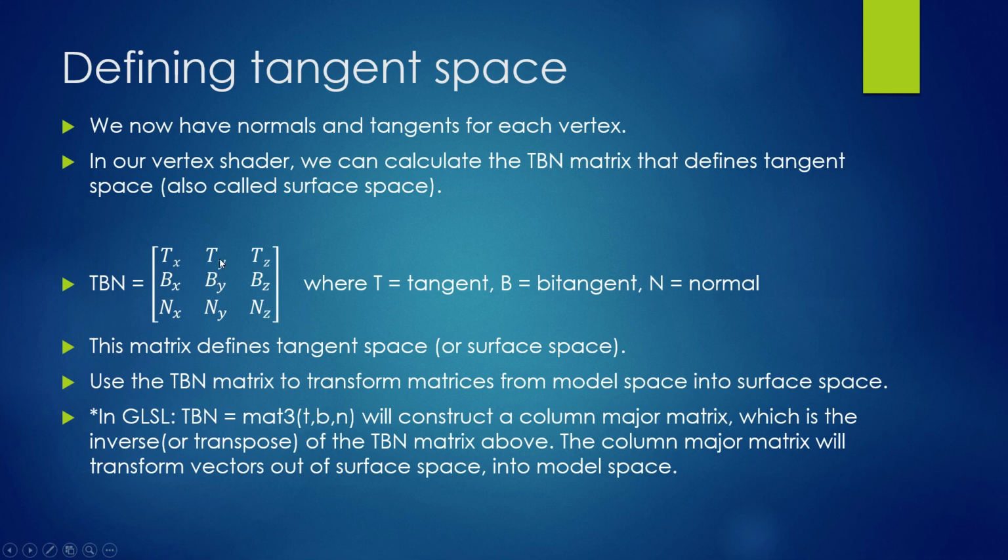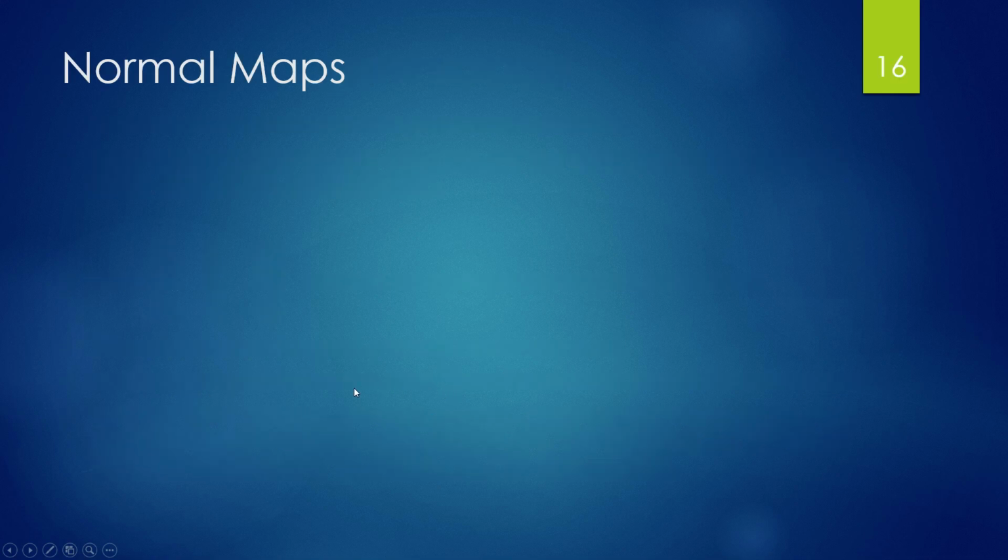If you were to get the transpose of this and have a column major TBN matrix where the T, the B, and the N are in the columns, it will transform vectors, matrices out of surface space and into model space or whatever space the vectors are in. And I wanted to point out that in GLSL, when you define your mat3 matrix type, it will construct a column major matrix. So it's important to remember how your transformations are working there.